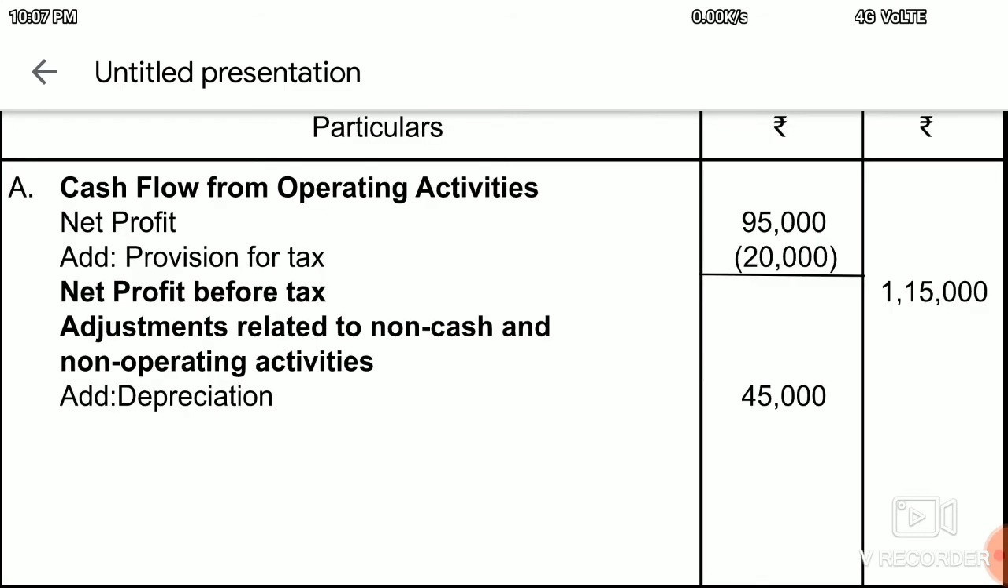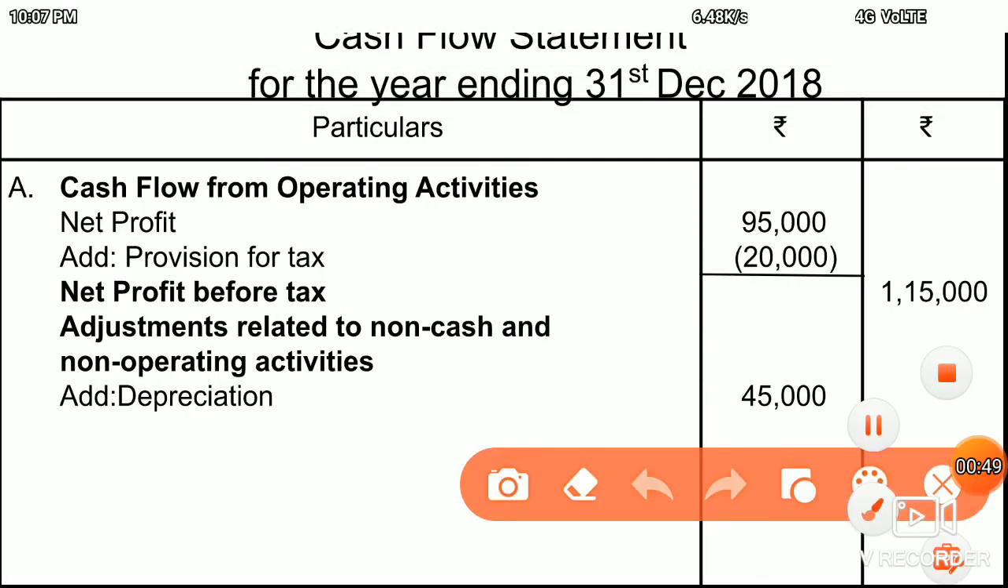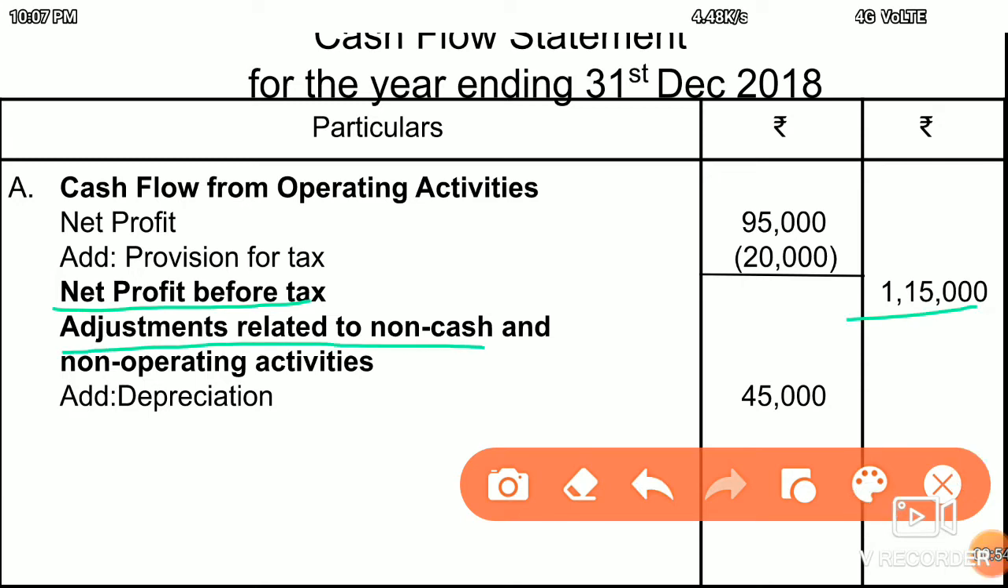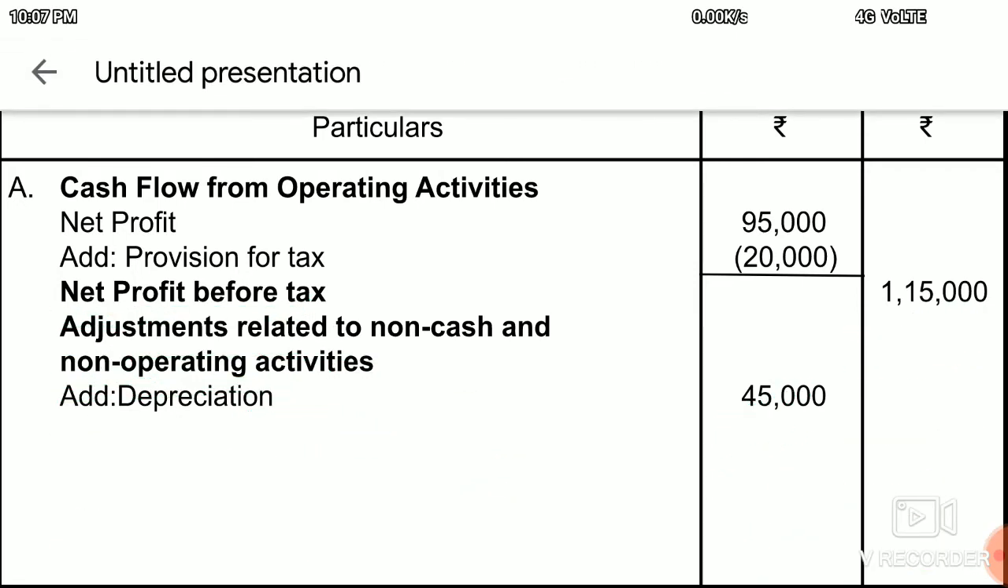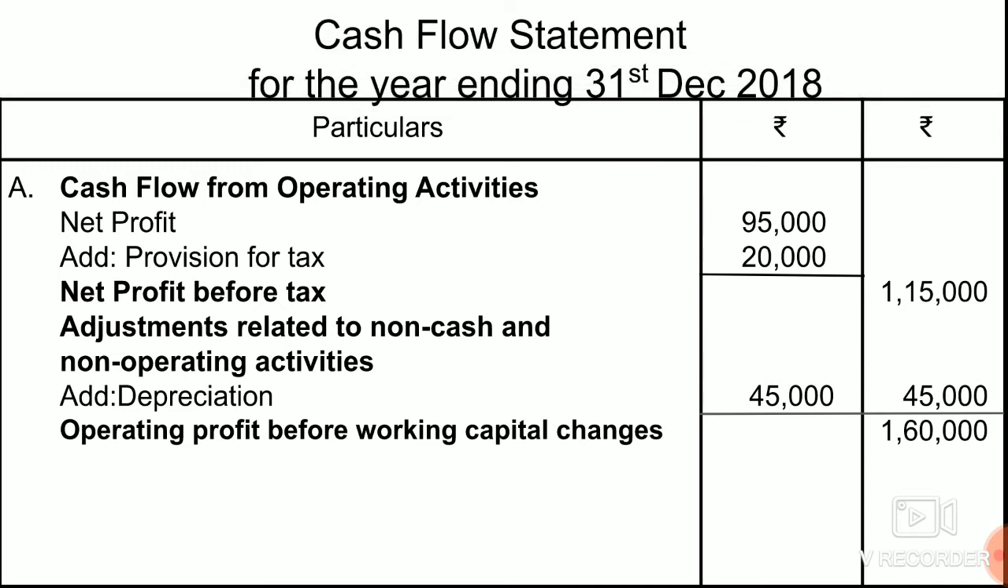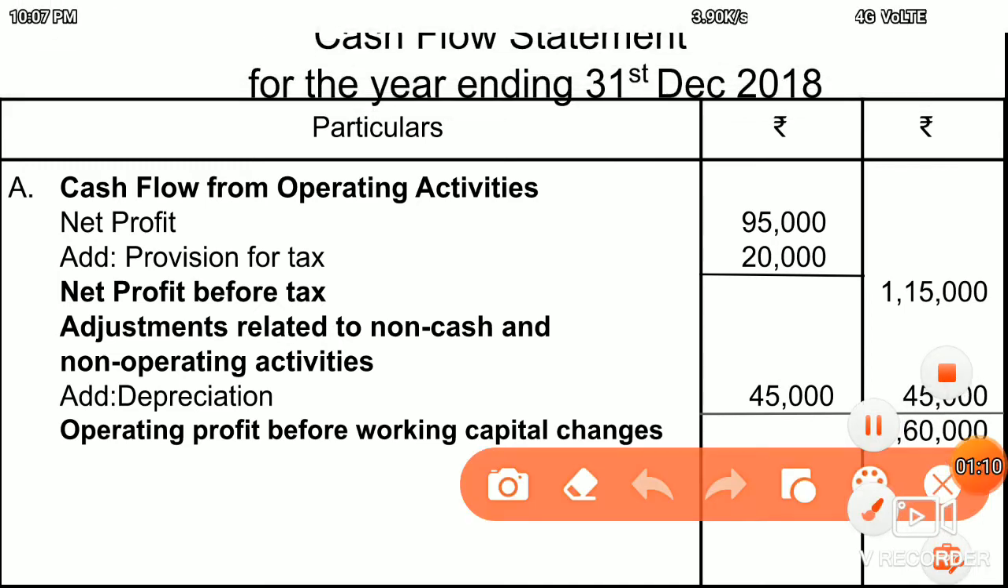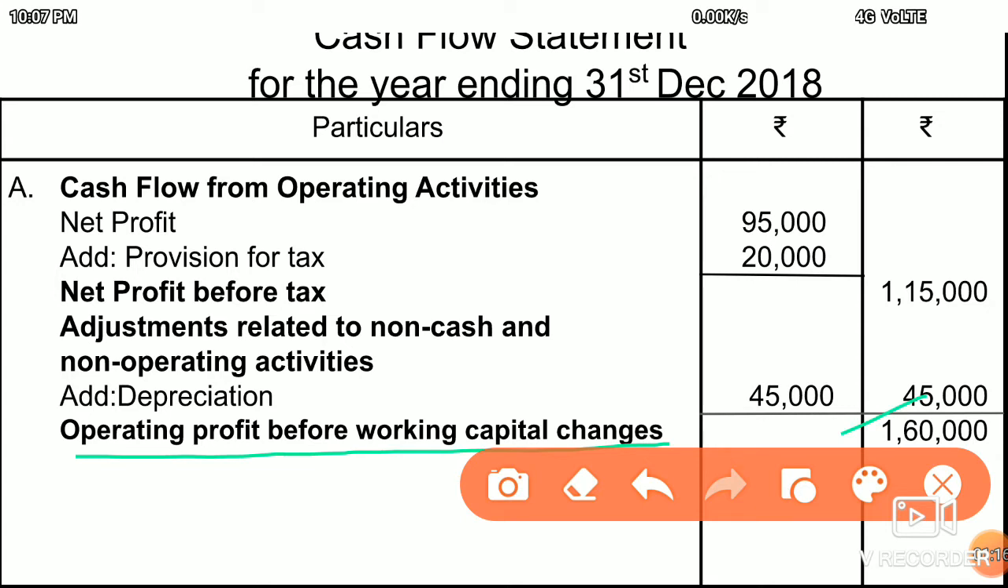So this is how we show it in our cash flow statement. First of all, we have already calculated net profit before tax of 1,15,000. Below that we write adjustments related to non-cash and non-operating activities. Then we add depreciation because it is shown on the expenses side and it has decreased our profit by 45,000. So we add it back to our profit and this gives us our operating profit before working capital changes, which is 1,60,000, after adding 45,000 to the net profit before tax of 1,15,000.